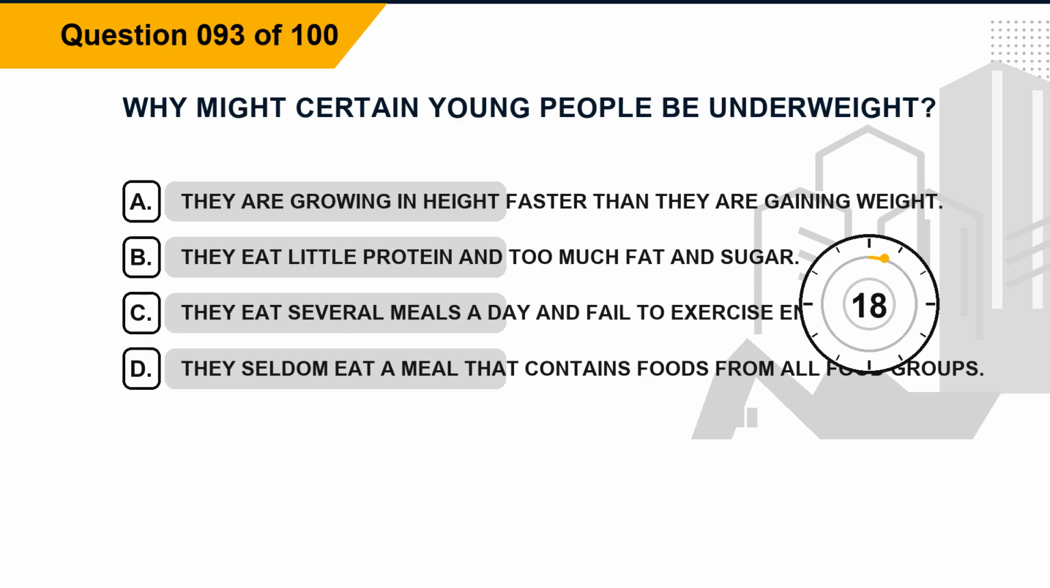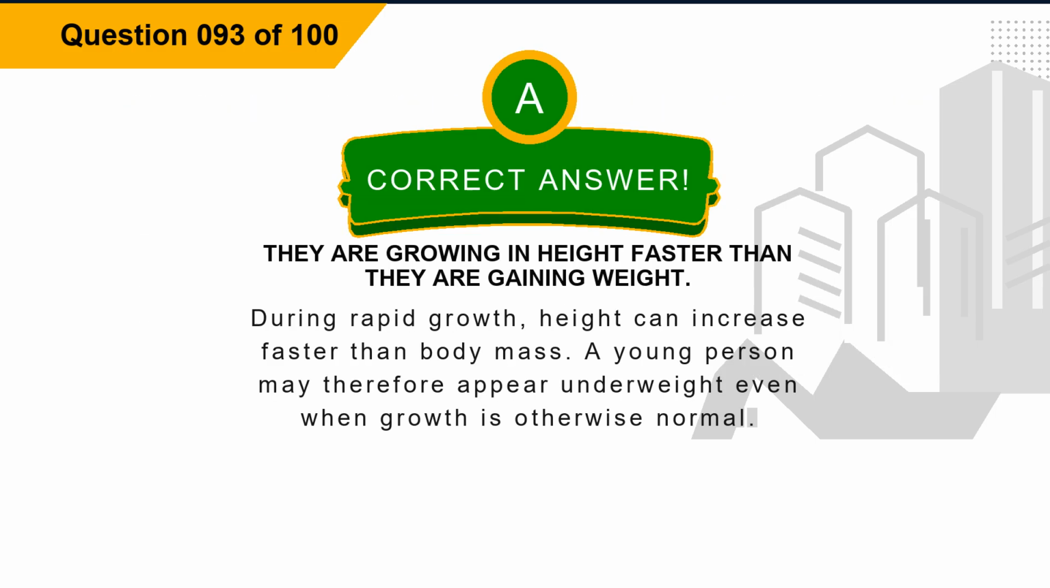Question 93. Why might certain young people be underweight? Option A, they are growing in height faster than they are gaining weight. Option B, they eat little protein and too much fat and sugar. Option C, they eat several meals a day and fail to exercise enough. Option D, they seldom eat a meal that contains foods from all food groups. The correct answer is option A, they are growing in height faster than they are gaining weight. Explanation: during rapid growth, height can increase faster than body mass. A young person may therefore appear underweight even when growth is otherwise normal.